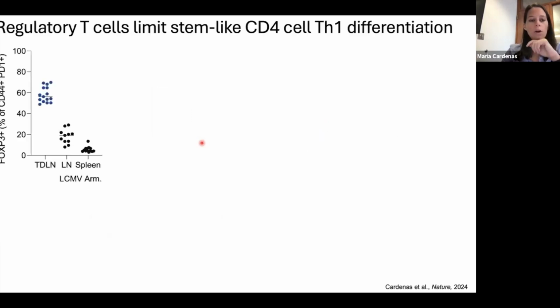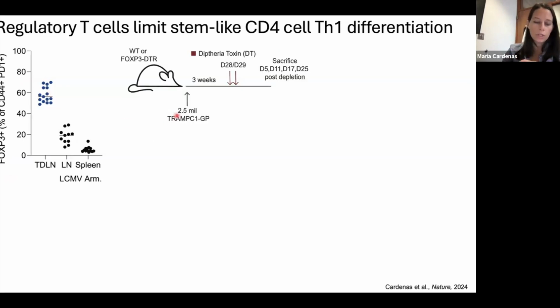And so we thought, okay, well, what is the biggest population of PD-1 positive CD4 T cells within this cancer response? And in fact, if you look at bulk CD4s, not just antigen specificity, Tregs are a massive population of CD4 T cells both within the draining lymph node and the tumor. That is just not the case within any infection that you look at. And so perhaps having that large population of Tregs from the very beginning is really limiting the stem-like CD4 undergoing proper differentiation trajectory. And so to address this, we acquired FOXP3 DTR mice.